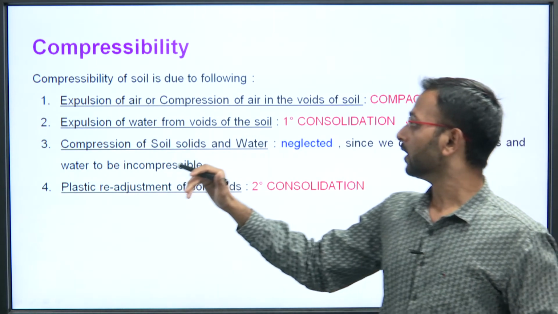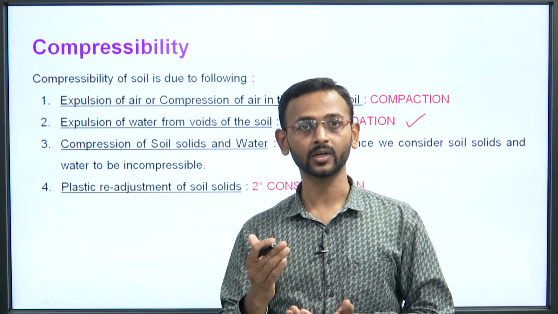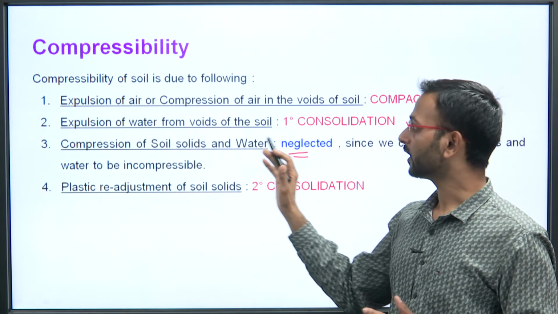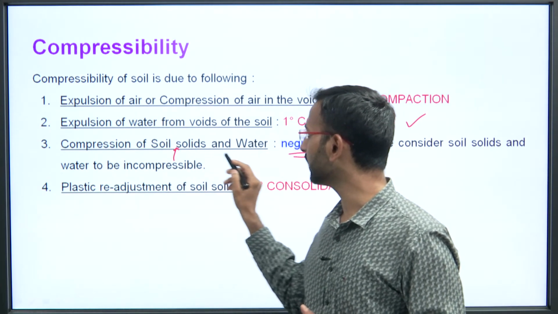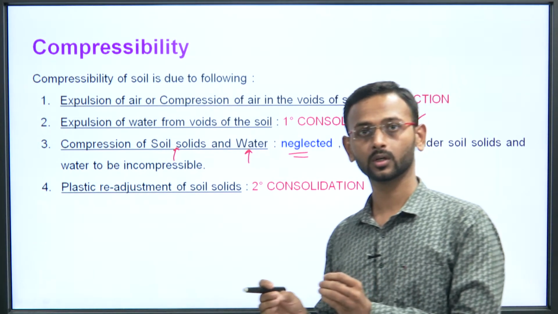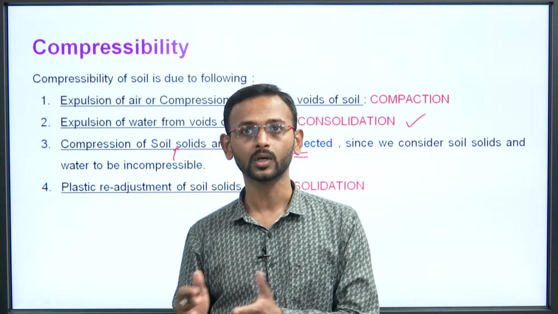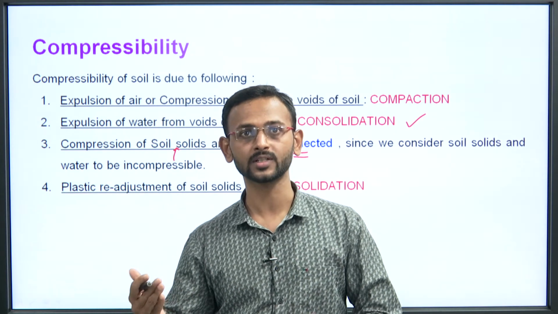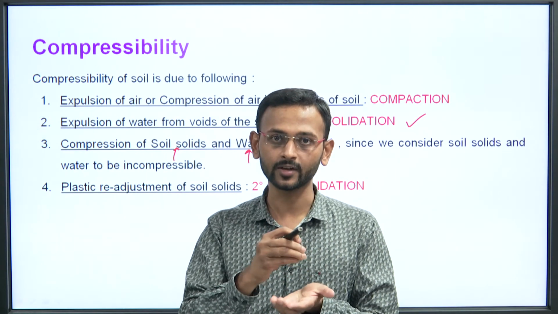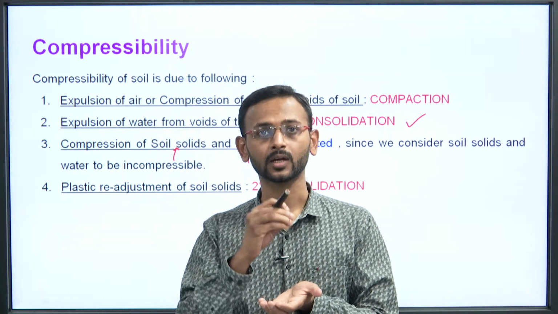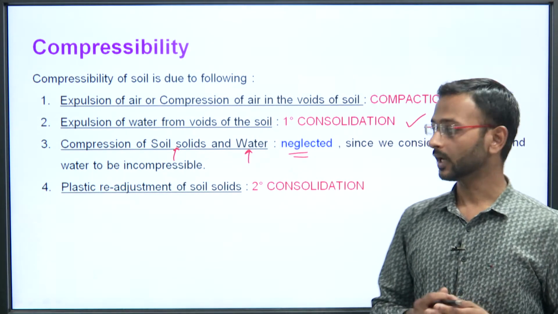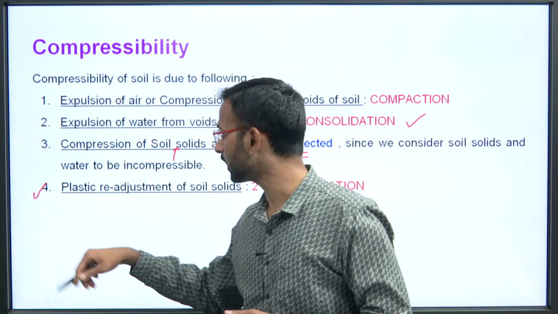Okay. Now the third thing here, what will happen? The compression of soil solids and the water, which is generally neglected. Now see, the soil solids and the water are by nature compressible. But when we are talking about the assumptions that we have assumed, we are considering that these soil solids and water are incompressible. Though they are compressible, they have a compressibility value so much less that we can simply neglect them.